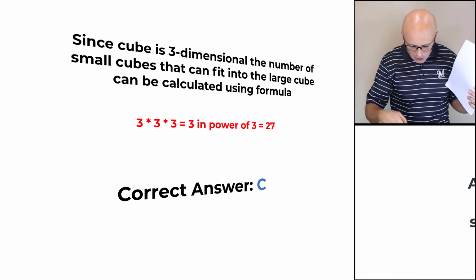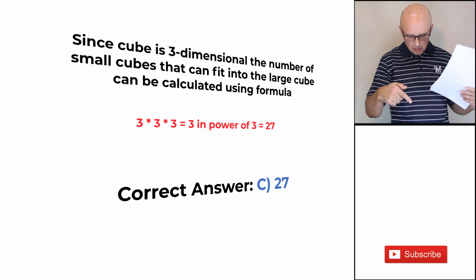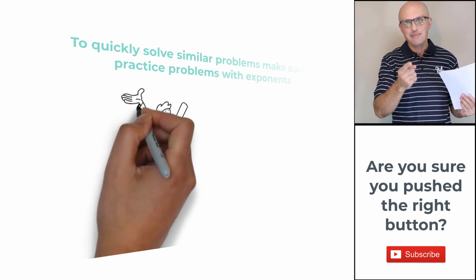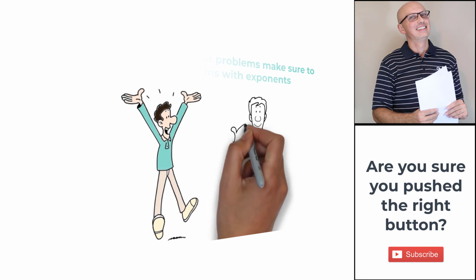So the correct choice here is choice C, 27. Hopefully you've nailed this question and now know how to answer similar problems on the test.